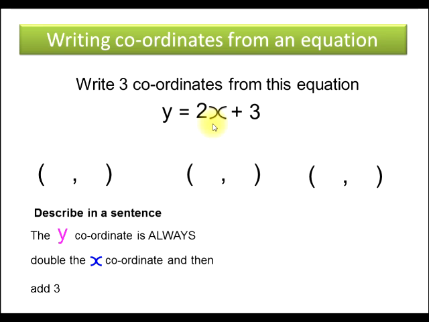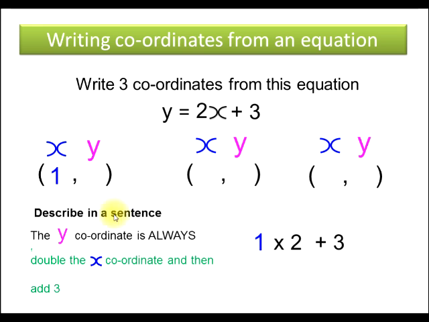So knowing that, we can actually make any coordinates we want in the whole world as long as it follows this pattern. If you choose any random number for x, we know the y coordinate is double that value and then add 3. So 1 doubled is 2, add 3 is 5, so that coordinate is on this line. This time if I choose 4, we double it, 8, and add 3, we get 11. So that coordinate is also on here.